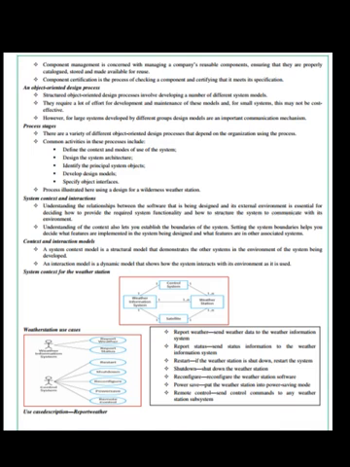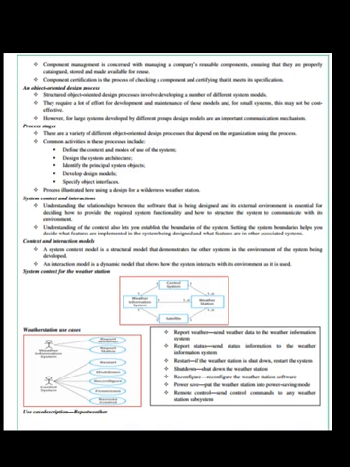Process stages. There are a variety of different object-oriented design processes that depend on the organization using the process. Common activities in these processes include: define the context and modes of use of the system, design the system architecture, identify the principal system objects, develop design models, specify object interfaces. The process is illustrated here using a design for a wilderness weather station.